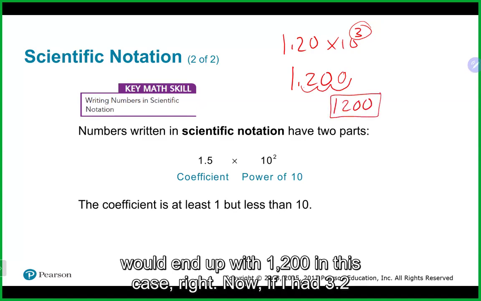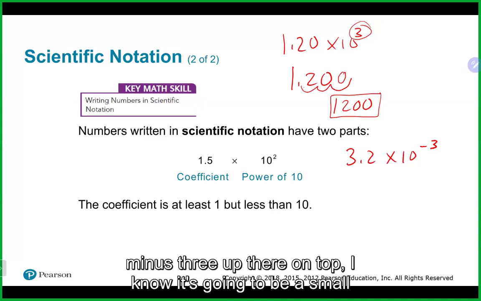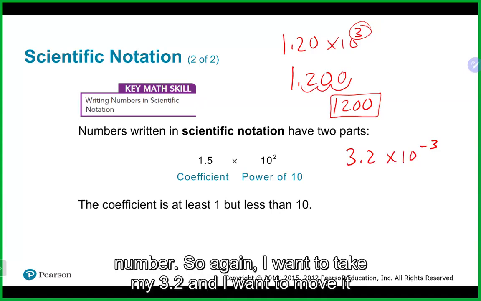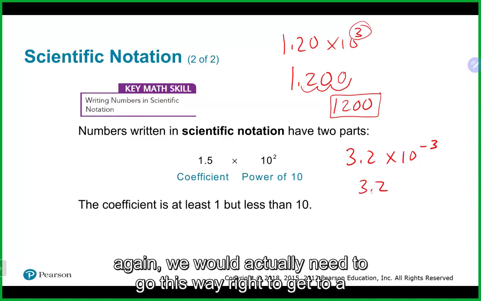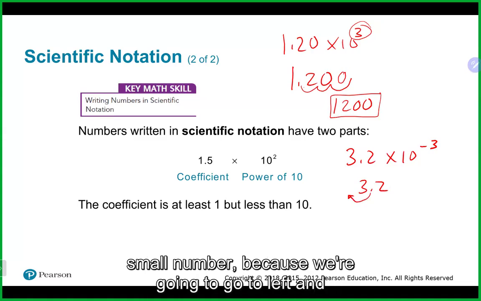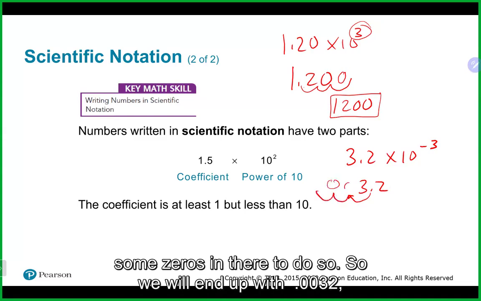Now, if I had 3.2 times 10 to the minus 3, same idea here. When I see that minus 3 up there on top, I know it's going to be a small number. So again, I want to take my 3.2 and move it whichever way is going to get me back to a smaller number. Once again, we would need to go to the left and basically add zeros. So we would go 1, 2, and 3 and add some zeros in there. We will end up with 0.0032.